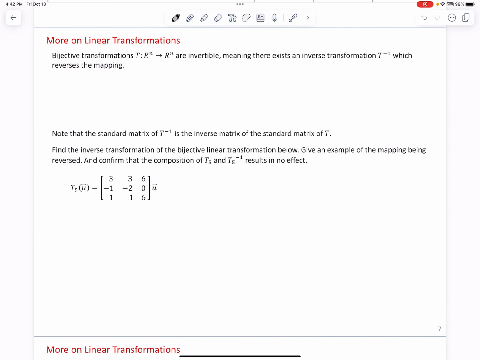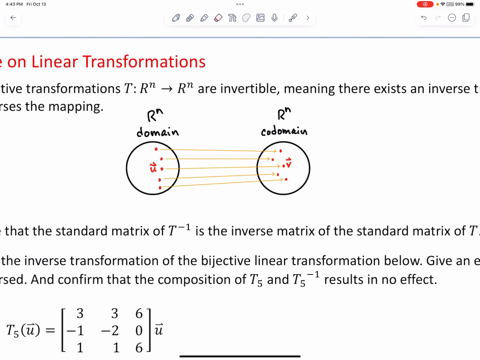Bijective transformations, T from Rn to Rn, are invertible, meaning there exists an inverse transformation, T inverse, which reverses the mapping. So here we have a bijection being represented, where every element in the domain is mapped to a single element in the codomain. This transformation from domain to codomain we're calling T, and one example of which would be T of the vector u would produce the vector v, according to this image.